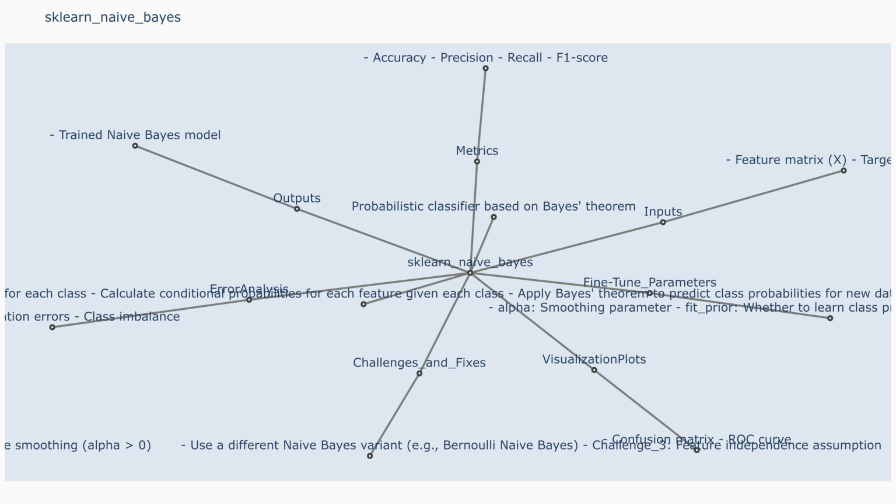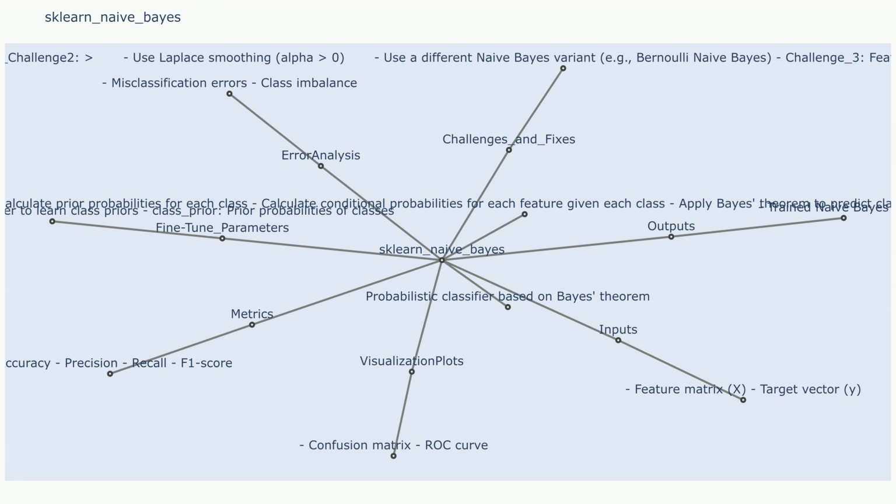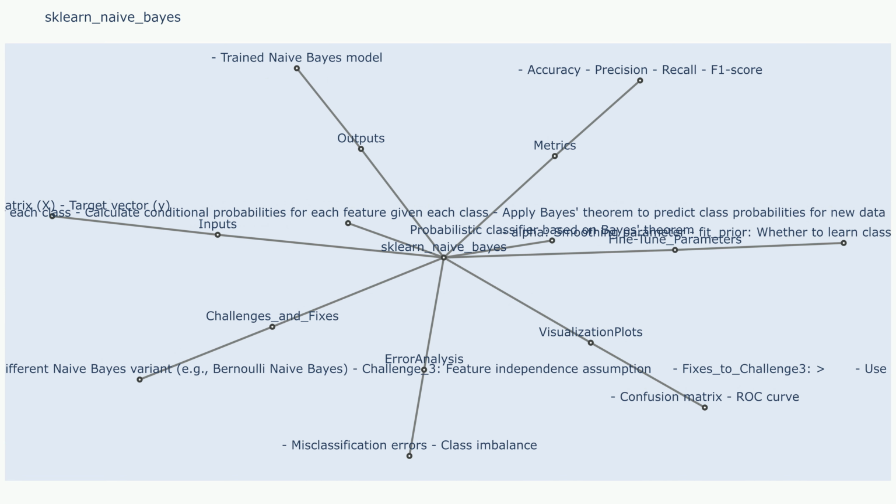sklearn.naive_bayes. Description: Naive Bayes is a probabilistic machine learning algorithm based on Bayes' theorem that is used for classification tasks. It assumes that the features are independent of each other given the class label. This means that the presence of one feature does not affect the probability of another feature occurring, given that the class label is known.